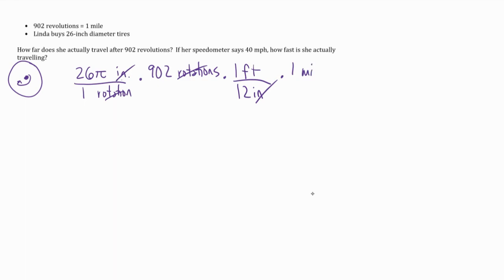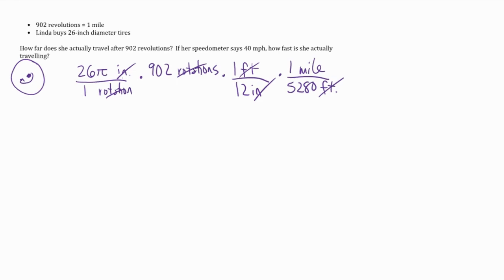Let's multiply by 1 mile is 5,280 feet. So 1 mile is 5,280 feet. That's just a unit conversion you just want to have memorized. Okay, so now when I look at my units, I end up with the number of miles that I have traveled. Now if I multiply this out, I am going to get the number of miles that she travels in 902 rotations. So that's going to be 26 times 902 divided by 12 divided by 5280 multiplied by pi.